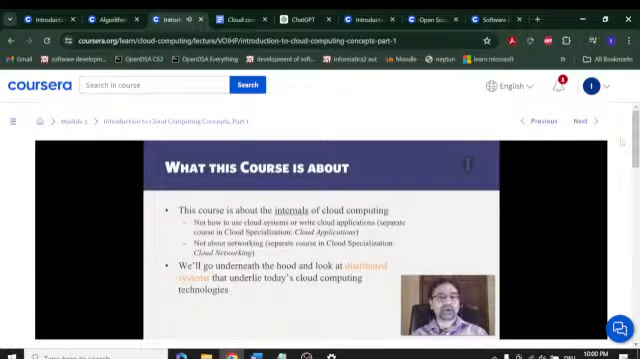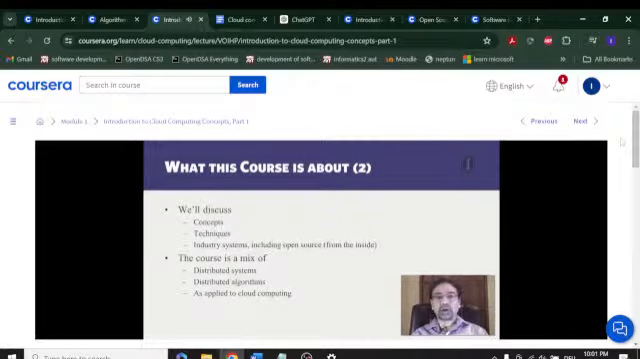There is a separate course that's coming up called Cloud Applications. And this course is not about networking in the cloud either. There's a separate course called Cloud Networking that's coming up, about networking inside the cloud. All of these courses, the Cloud Computing Concepts course, both parts, as well as the Cloud Applications course and the Cloud Networking course, are part of a cloud specialization, which is being offered to students.